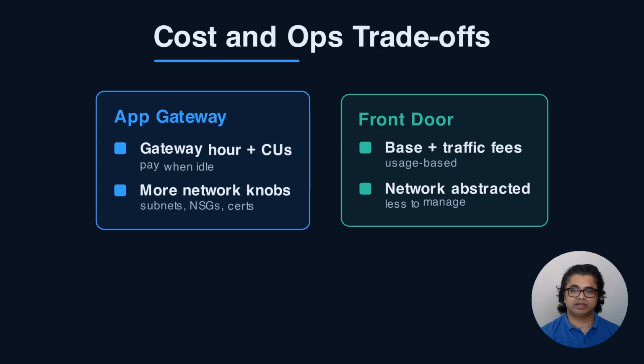Front Door bills more like a usage model, a base fee plus data transfer and requests, with the premium WAF tier priced higher than standard. Operationally, Application Gateway gives you tighter network control but more to manage: subnets, network security groups, certificates, and health probe tuning. Front Door is more hands-off but abstracts the network away from you. Always check the current pricing pages because SKU names and rates shift.